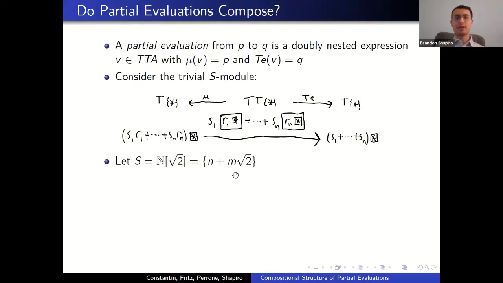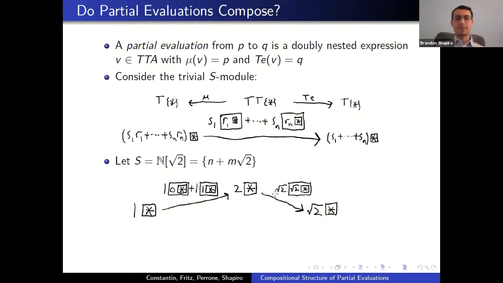And so I can now give you a choice of semi-ring, namely the natural numbers adjoined root 2, which have the form of a natural number plus some natural multiple of root 2. You can check that they're closed under addition and multiplication. And we then can start just drawing some partial evaluations. So in this case, by putting a 0 on the inside, which gets forgotten when we take the target, but remembered when we take the source, we can partially evaluate from 1 to 2.